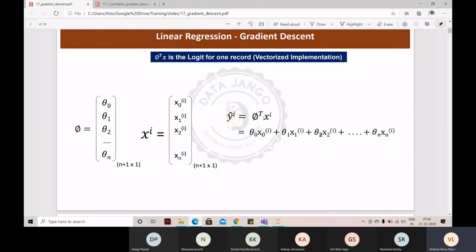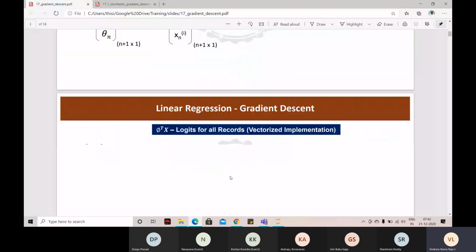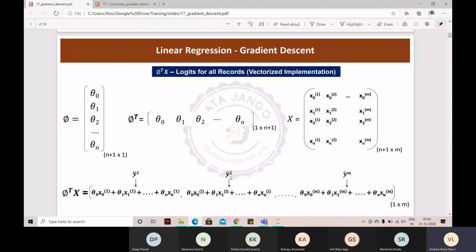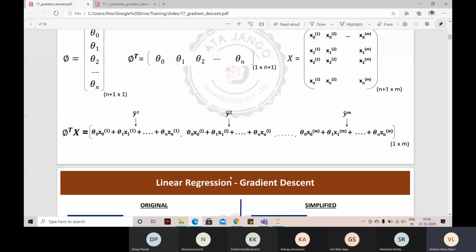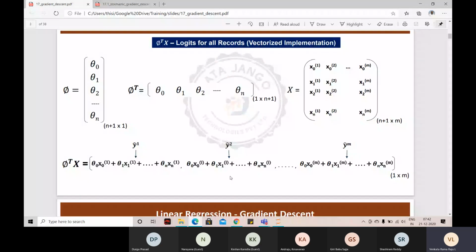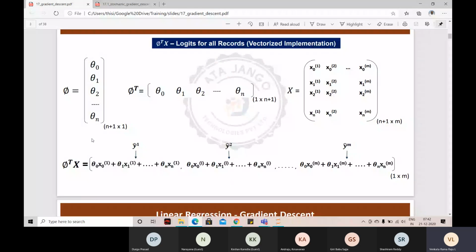So theta transpose x can be applied onto the total data also like this. If your theta is like this, theta vector, and you transpose it, and your x, you considered each row as a column vector, then you do theta transpose x, you will get m number of values. For each row, a predicted value. This is called vectorized implementation.